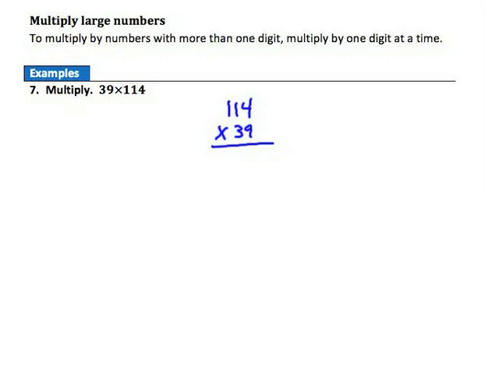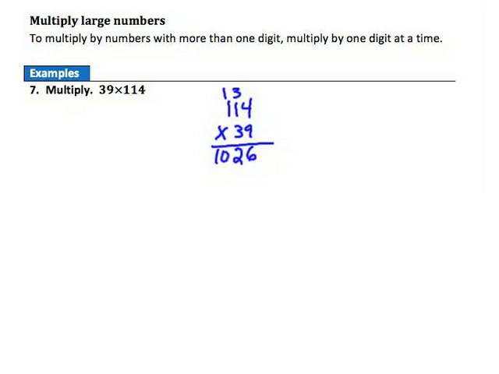What I'm going to do is start multiplying by the smallest place value in the bottom number, which is the 9, and multiply it by every digit in the top number. So I'll start with 9 times 4, which is 36, carry the 3. Now 9 times 1 is 9, plus the 3 is 12. So I write down the 2, carry the 1. 9 times 1 is 9, plus the 1 I carried is 10.